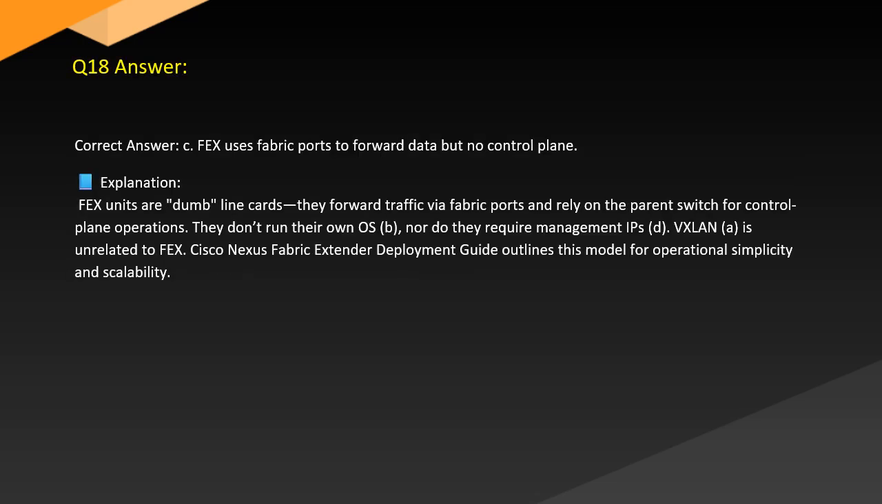Answer. Correct answer: C. FEX uses fabric ports to forward data but no control plane. Blue Book explanation. FEX units are dumb line cards. They forward traffic via fabric ports and rely on the parent switch for control plane operations. They don't run their own OS, B. Nor do they require management IPs, D. VXLAN, A, is unrelated to FEX. The Cisco Nexus Fabric Extender Deployment Guide outlines this model for operational simplicity and scalability.